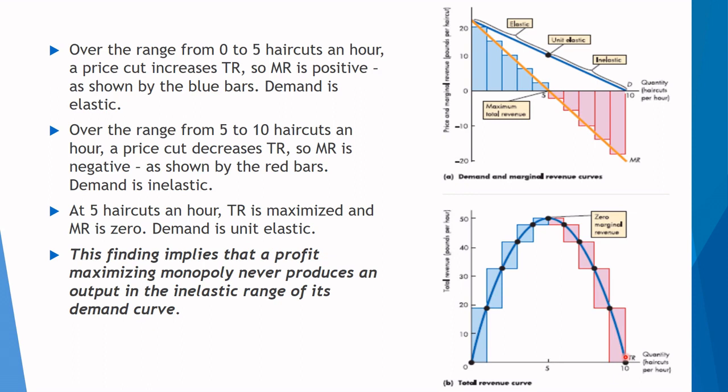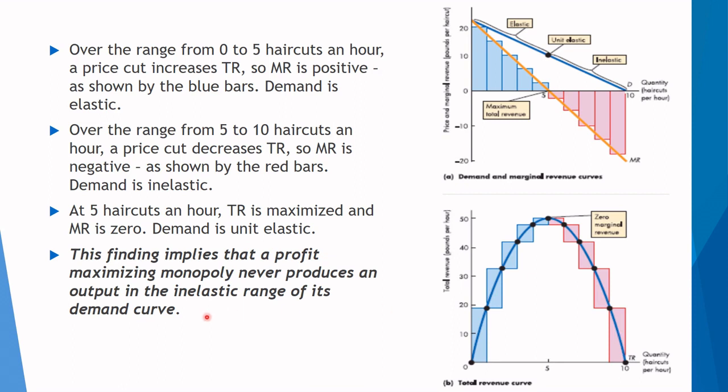Now, this relationship implies that a profit maximizing monopoly should never produce their output in the inelastic range of the demand curve. Since a monopoly has the ability to set its own price and choose the level of output, a monopoly actually never produces in the inelastic part of the demand curve because this leads to negative marginal revenues and falling total revenues.